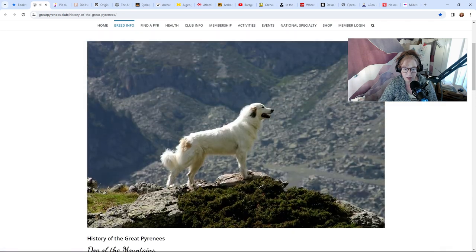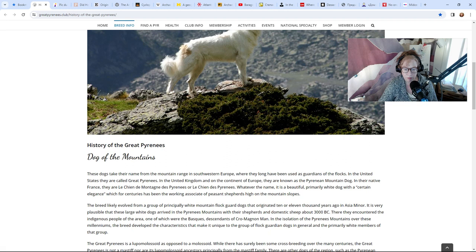Now there's a dog that comes from here called the Pyrenees. They evolved from a group of principally white mountain flock guard dogs that originated 10 or 11,000 years ago in Asia Minor. It is very plausible that these large white dogs arrived in the early Pyrenees Mountains with their shepherds and domestic sheep about 3000 BC. There they encountered the indigenous people of the area, among them the Basques, descendants of Cro-Magnon men. In the isolation of the Pyrenees Mountains over these millennia, the breed developed the characteristics that make it unique to the group of flock guardian dogs in general and the primarily white members of that group.